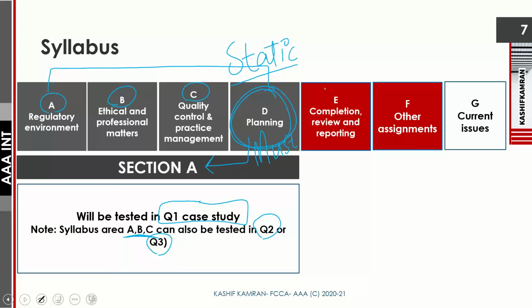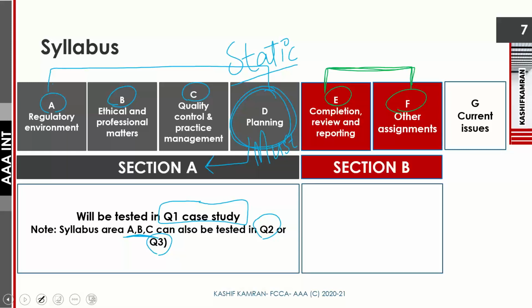Now, when you look at section B, which is E and F, you can look at the red color. Syllabus area E and syllabus area F are in red. The examiner says this is section B, and the examiner is very clear in the wording: will only be tested in question 2 and 3. I hope you can see this word, only. Will only. That means syllabus area E cannot move into section A.